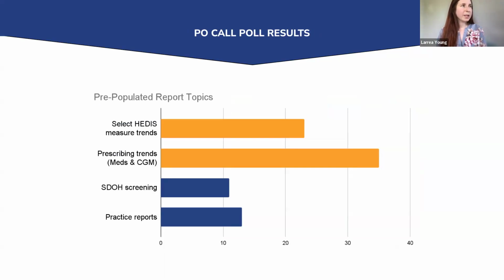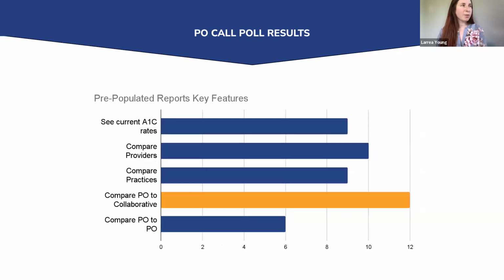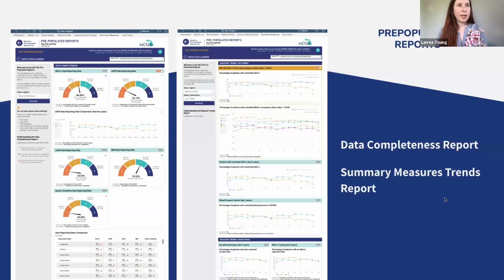And you told us pretty overwhelmingly that you were interested in seeing things like HEDIS measure trends and prescribing trends for medications and CGMs, and that you really wanted to be able to compare your PO to the collaborative whenever possible. And so these are things that we've taken direct consideration in when we build out these reports. So we took all that information and we picked two reports to start with. So one being that summary measures trends report that you asked for, that would include both things like the HEDIS related measures, our performance measure, and other prescribing trends and things like that, as well as a data completeness report.